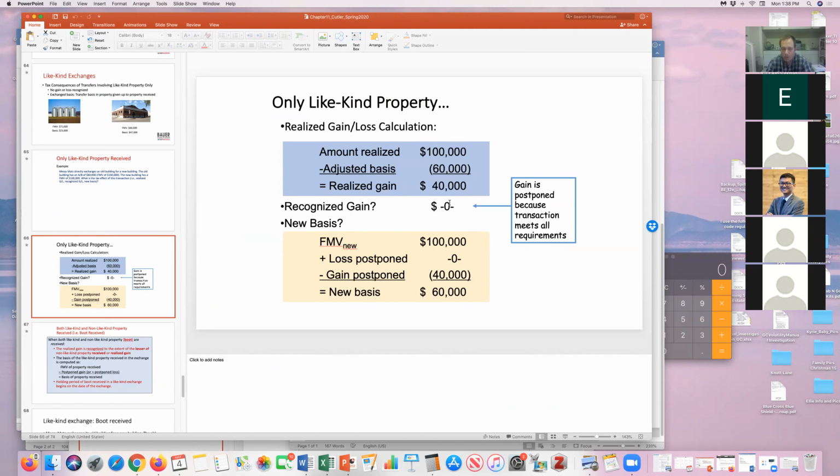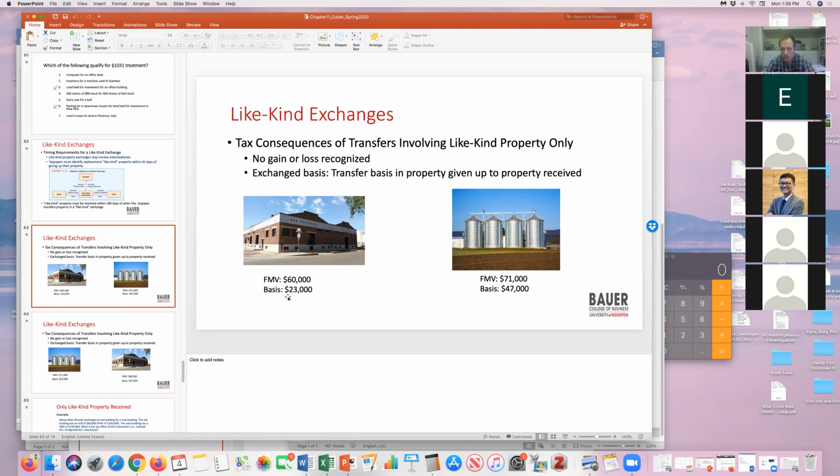But technically I'm taking that 40,000 and subtracting it from the fair market value of my new property to give me my basis. So most of the time, what's going to happen is you're just going to keep whatever basis you had in the old property as your basis for the new property.